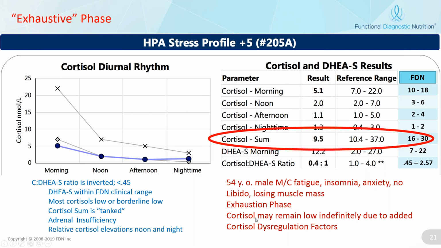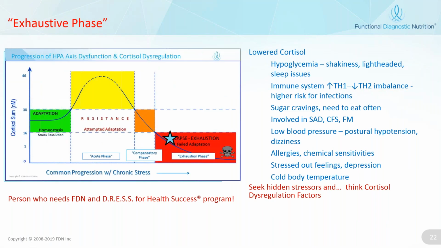Exhaustion phase, for sure. Cortisol may remain low indefinitely due to added cortisol dysregulation factors. We'll talk about those a little bit more. Those are the other hidden stressors. So this person plots out way down here. So it's the low cortisol.